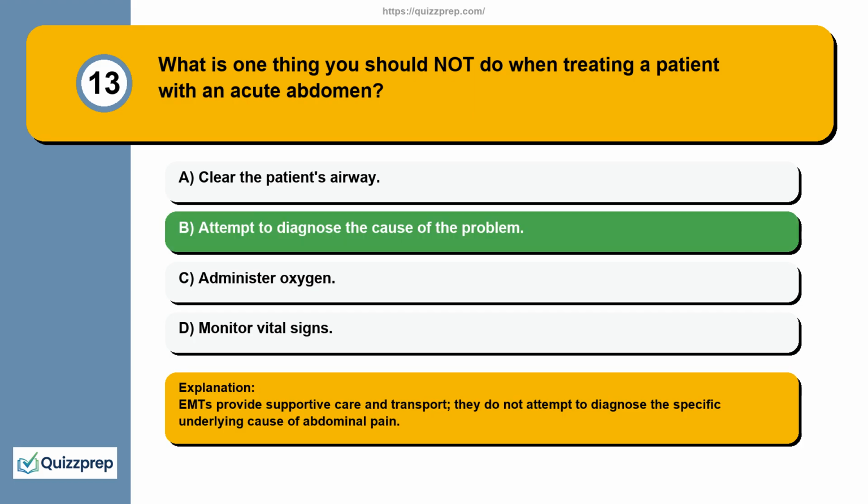EMTs provide supportive care and transport. They do not attempt to diagnose the specific underlying cause of abdominal pain.